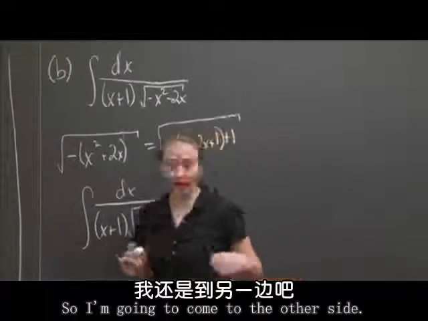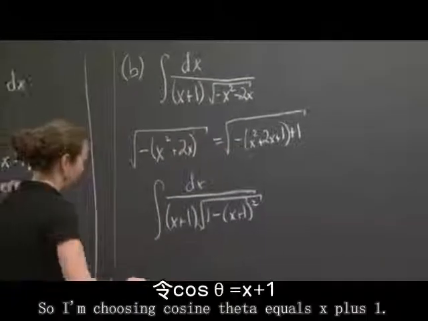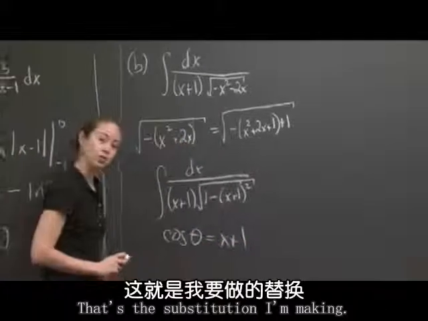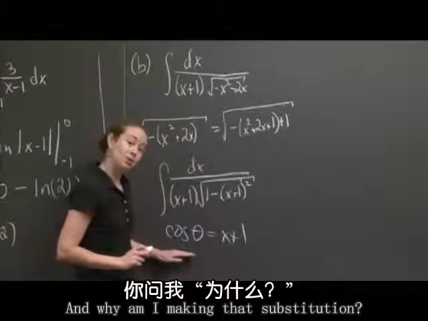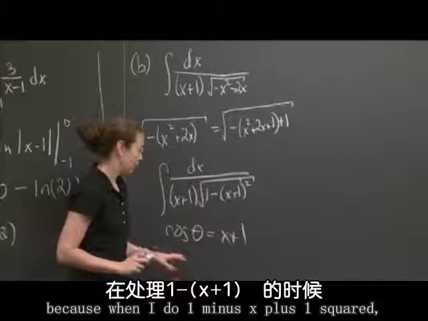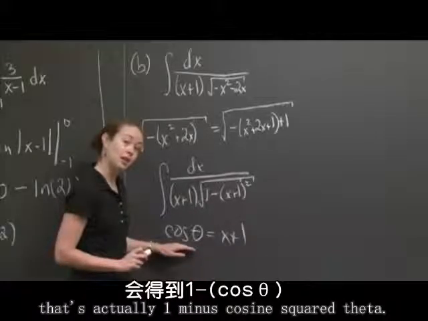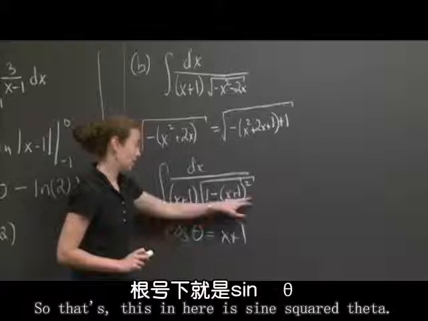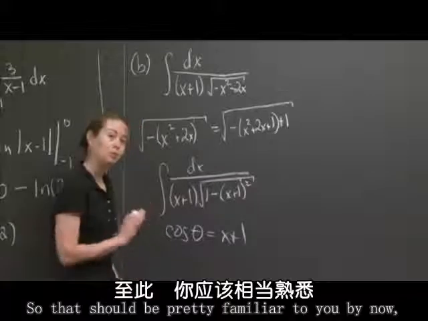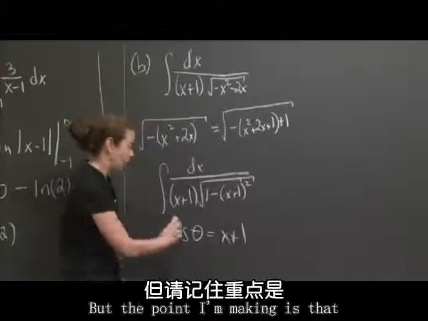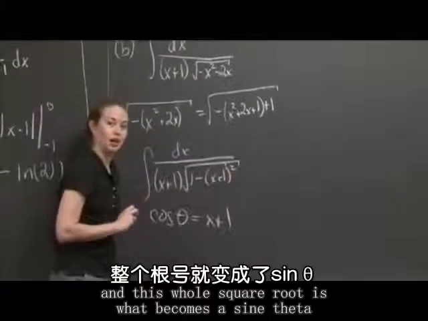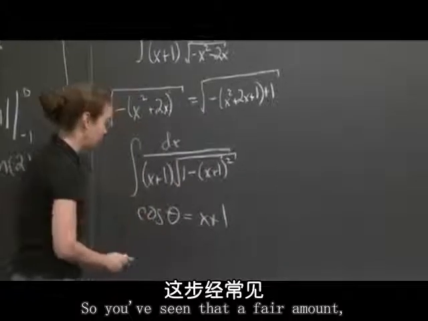Okay, so I'm going to come to the other side. Let's see. So I'm choosing cosine theta equals x plus 1. That's the substitution I'm making. And why am I making that substitution? Because when I do 1 minus x plus 1 squared, that's actually 1 minus cosine squared theta. So this in here is sine squared theta. And when I take the square root, I just get a sine theta. So that should be pretty familiar to you by now, this strategy. But the point I'm making is that x plus 1 will be a cosine theta, and this whole square root is what becomes a sine theta. So you've seen that a fair amount, but just to remind you.